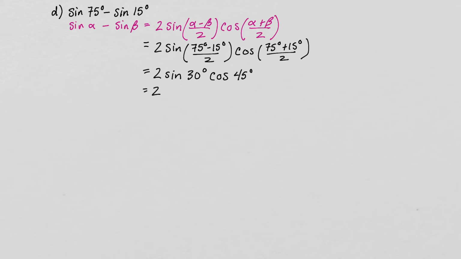And so we just have 2. The sine of 30 degrees is 1/2. And the cosine of 45 degrees is root 2 over 2. So one of these 2's would cancel. And so this just ends up being root 2 over 2. Questions?